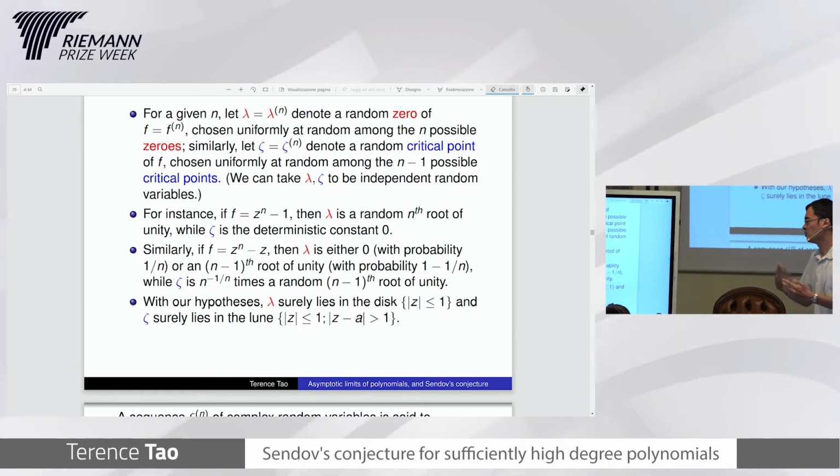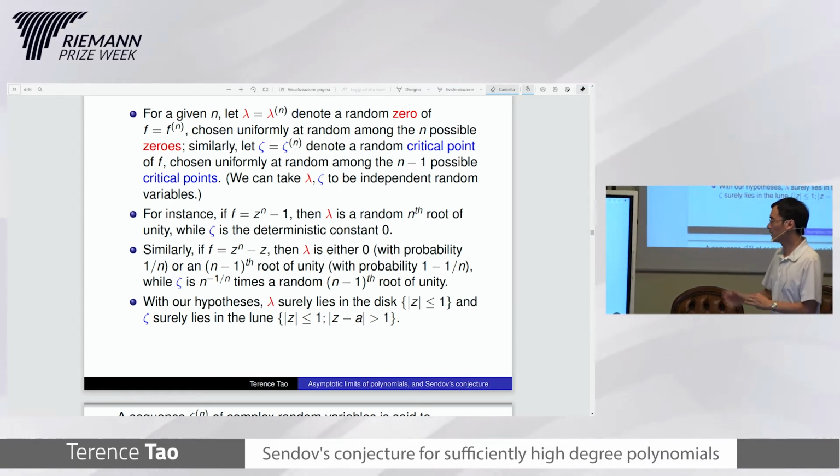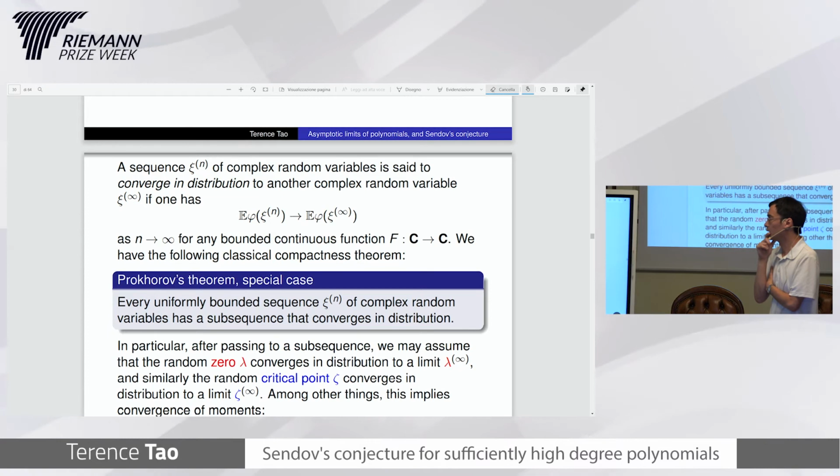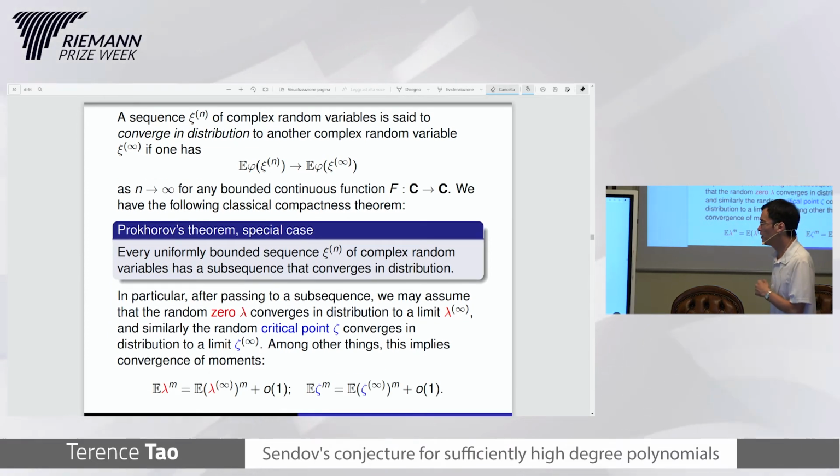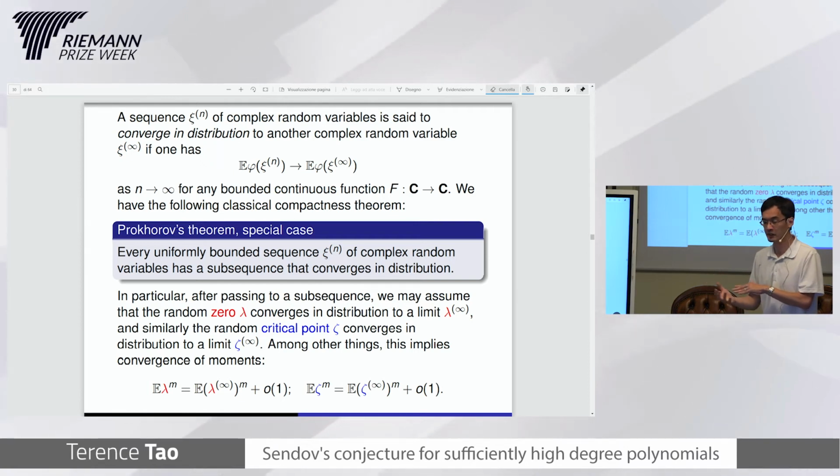Now, why is this a better point of view? Next slide, please. It's because we have a random version of the Bolzano-Weierstrass theorem. It's called Prokhorov's theorem.